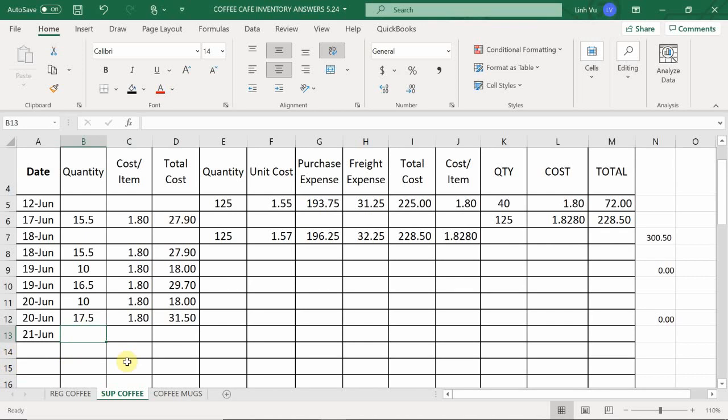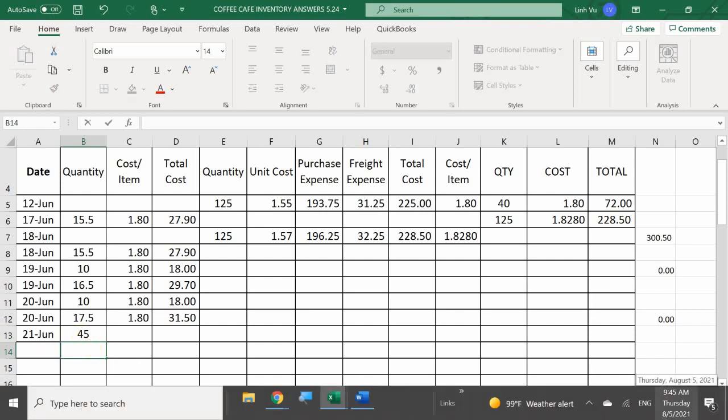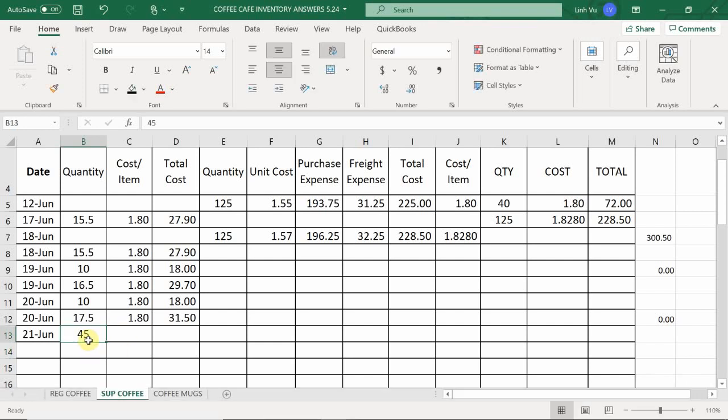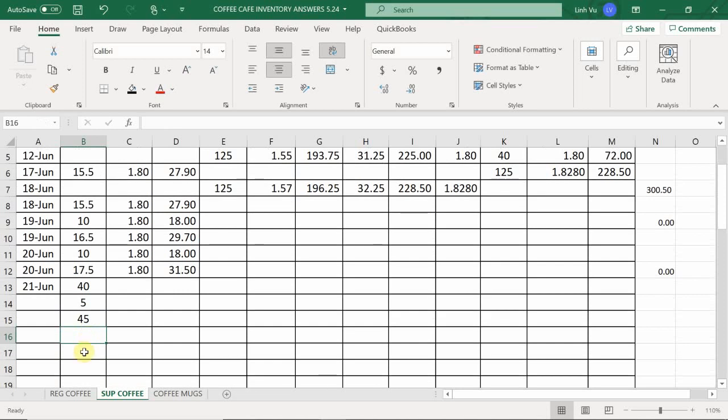Okay, so we got 45 is what we need to sell. Now let's go ahead and take a look at our batches. Do we have enough to sell 45 pounds in our first batch? No. So this one is going to be a split cost of goods sold. In this case, I'm taking 40, and that means I need to have 5 pounds left to equal 45.